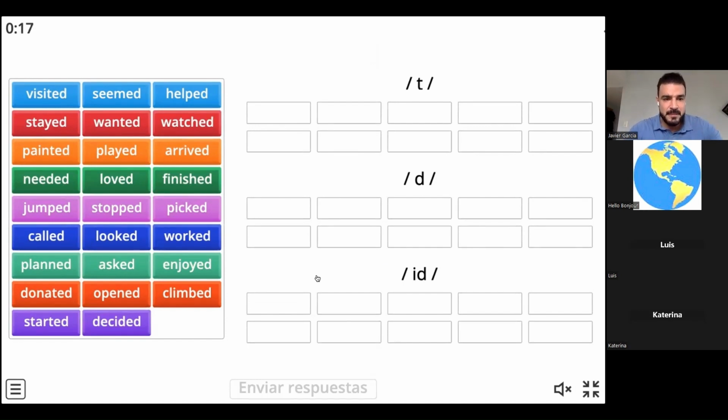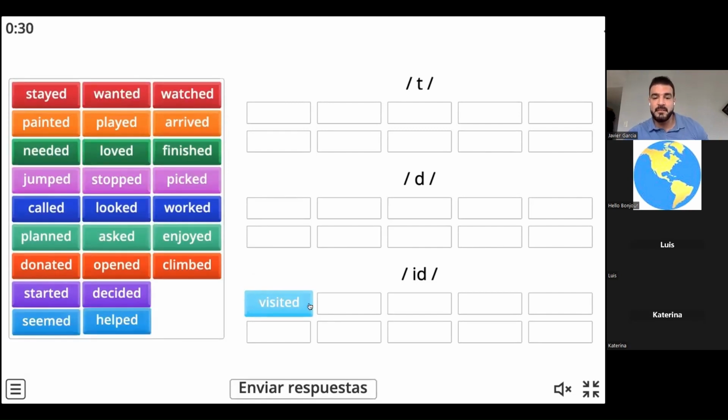Visited. You put in that, but remember it has the sound of the letter T. And like I said, if it has the sound of the D or the sound of the T, where do we put it? We put it here, okay? Visited in the ID. That's right. What about the word stay, stayed? Where do we put it?